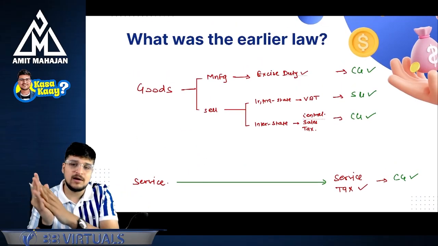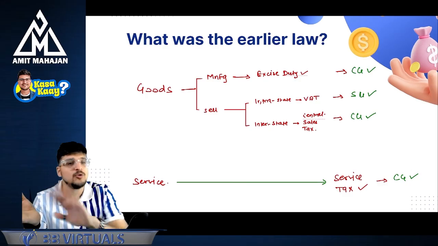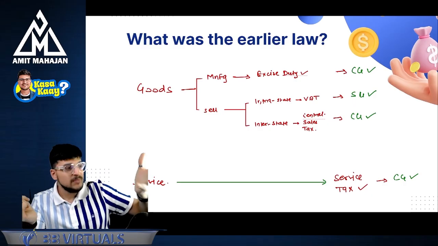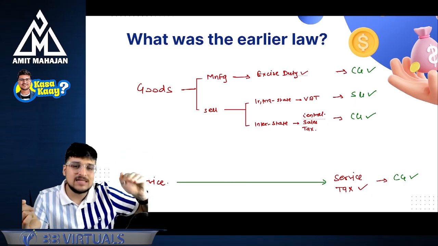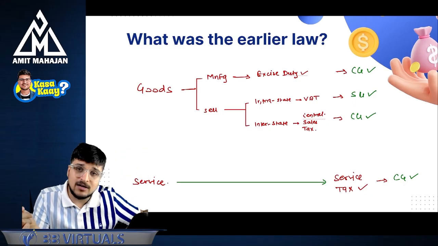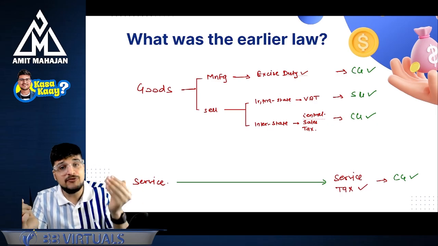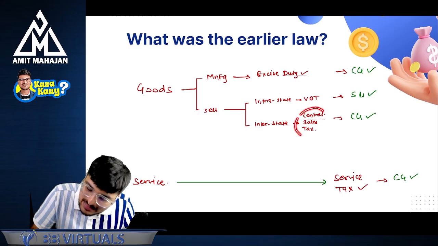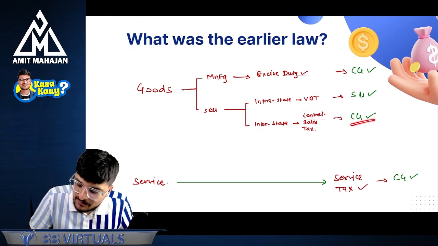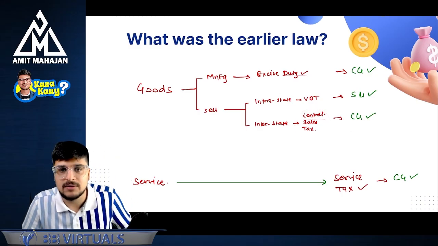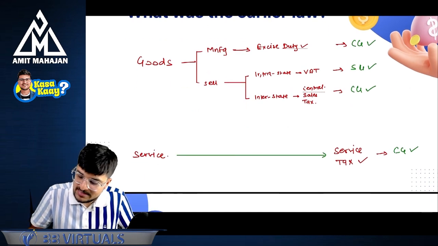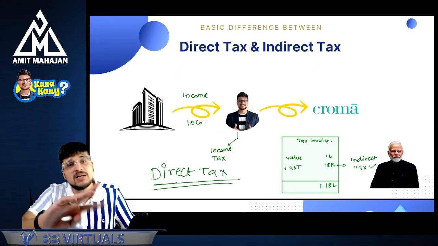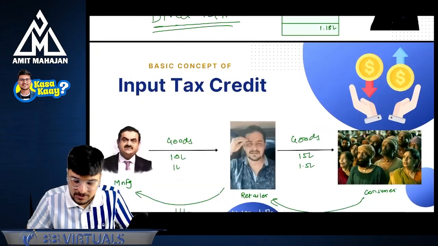What was the earlier law? In case of goods, if you manufacture the goods, excise duty, that revenue will go to the central government. If you sell the goods intrastate, VAT will be applicable, and that revenue will go to the state government. In case of interstate, central sales tax CST will be applicable, and that revenue will go to the central government. And service tax will go to the central government. Perfect. What is the difference between direct tax and indirect tax? That was a simple point.